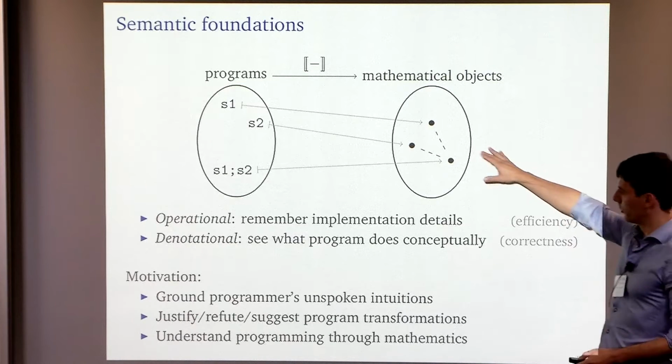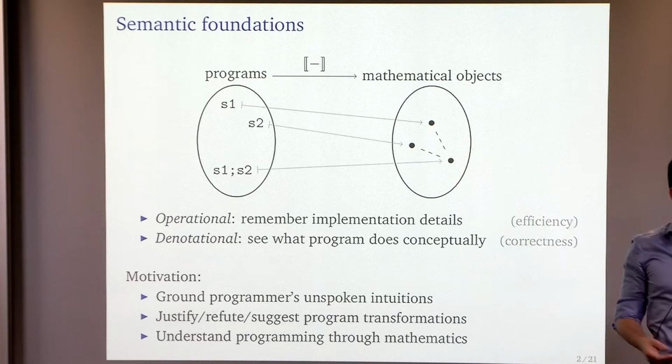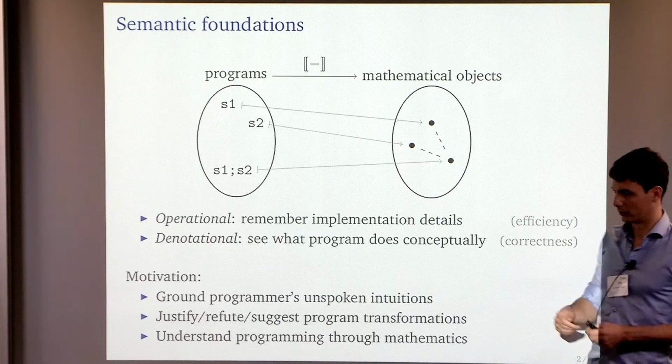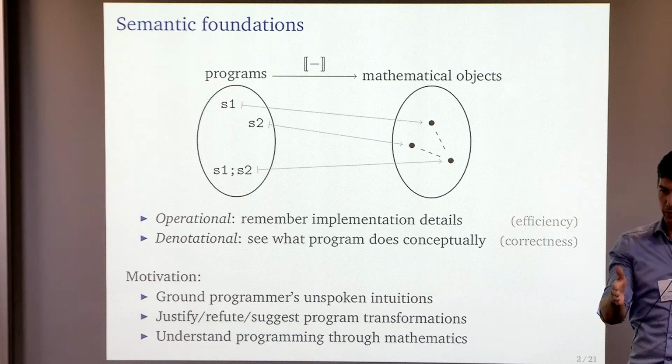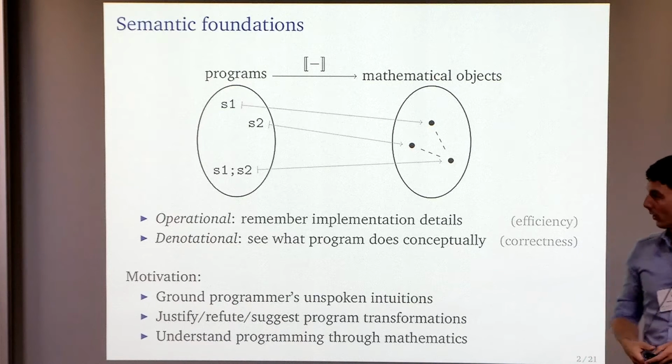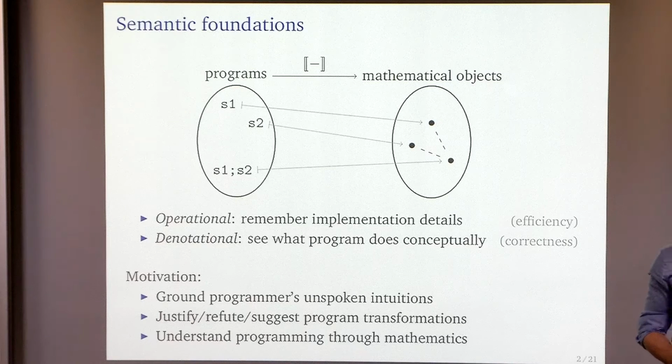Typically, these mathematical objects are traditionally taken to be certain kinds of partial orders, domains, where the partial order says that this partial evaluation of the program is larger than that one. But in principle, it can be any structure whatsoever. They can be objects in any category, and we're going to use this later on.